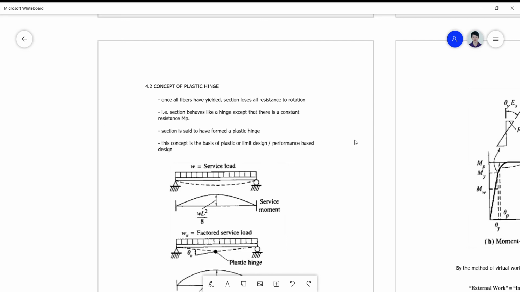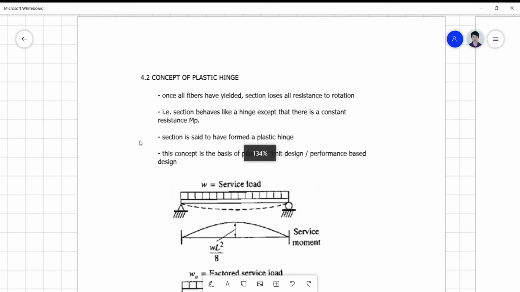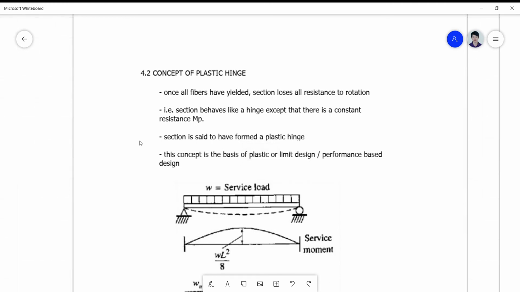Okay, guys, so let's continue our lecture on beams laterally supported. So let's now try to understand the concept of plastic hinging or plastic hinges. So this has something to do with these factors here, that once all of the fibers have yielded, we note that your section will lose some or maybe all of its resistance to rotation.